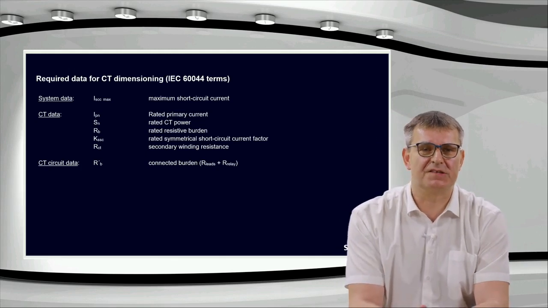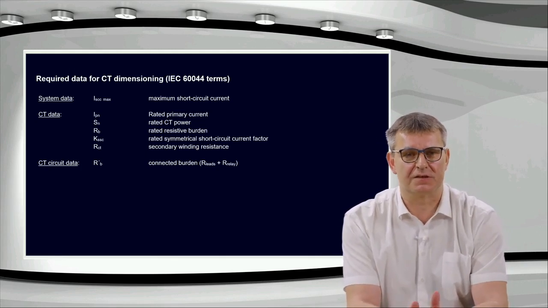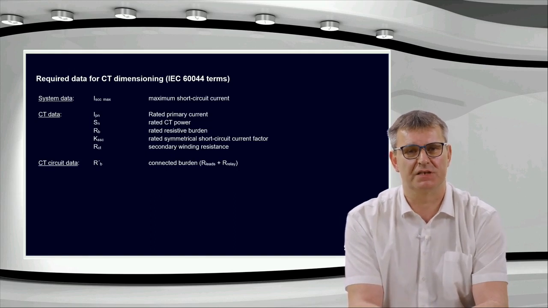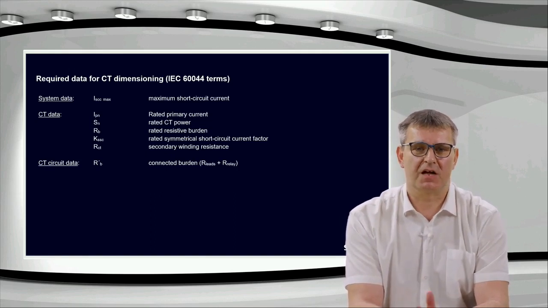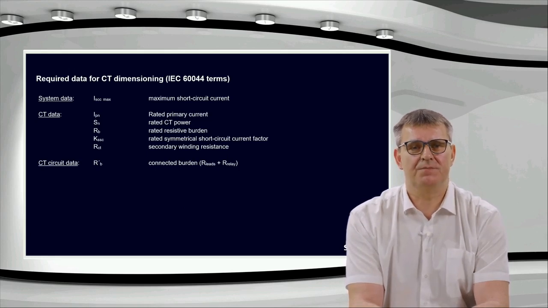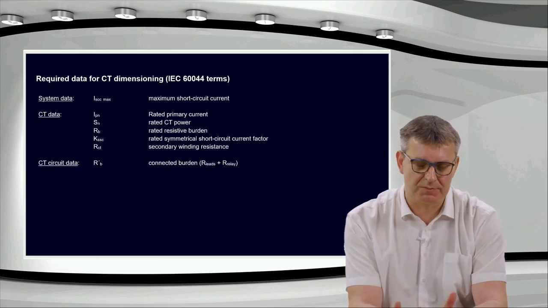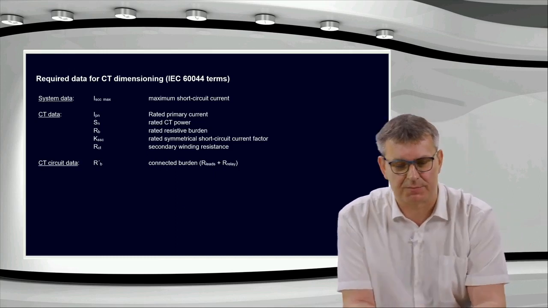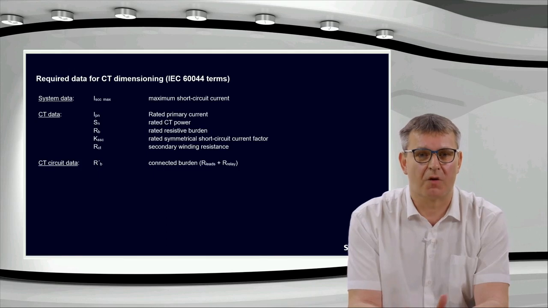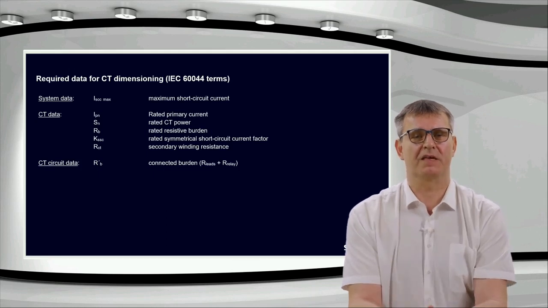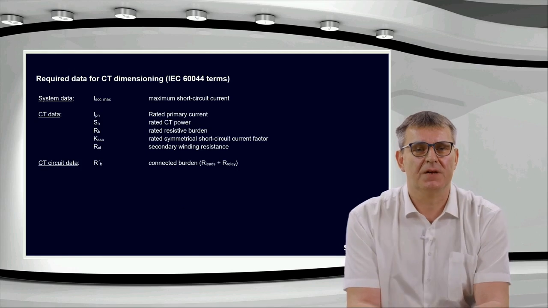Let's explain a little bit the necessary data to make such a CT dimensioning. That's according to IEC 60044. The system data, the ISSC max, sets the maximum short circuit current in the substation you want to protect. So typically, this maximum short circuit current will be given by the infeed, how much power can be supplied to the substation.